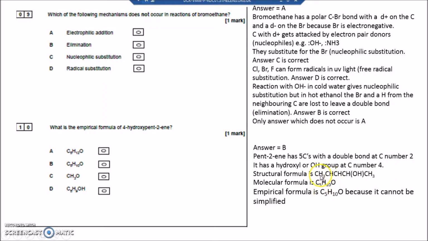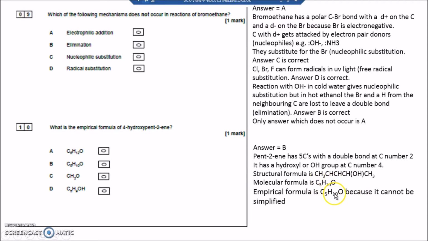If I work out its molecular formula: 1, 2, 3, 4, 5 carbons, 3, 4, 5, 6, 7, 8, 9, 10 hydrogens and oxygen. That can't be simplified. I've only got 1 O in there, so I can't divide by another number to simplify the number of O's.